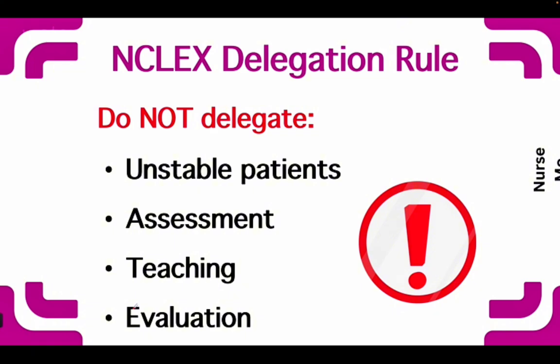Now, here are some rules for delegation. You can note them because they're going to help you in attempting delegation questions. Don't delegate tasks involving unstable patients, patient assessment, patient teaching, or evaluation of care. These tasks require the nurse's clinical judgment. For example, if a patient suddenly becomes confused or develops shortness of breath, then the RN should assess the patient immediately rather than delegating the task to another team member. These are things we should not delegate. You don't delegate unstable patients, you don't delegate assessment or teaching or evaluation. Know these rules and it will help you to answer a lot of delegation questions.